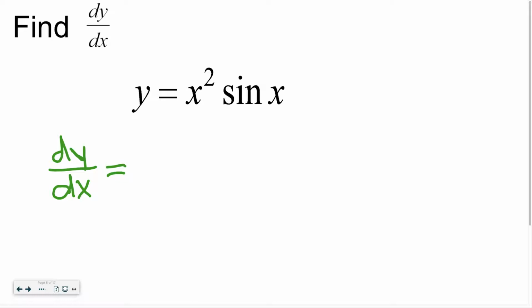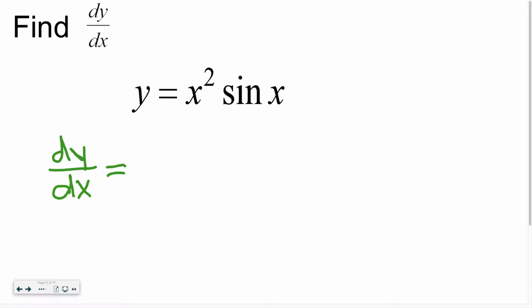Is this a product? Yes. We have two functions multiplied together. And when we have two functions multiplied together, we need to be able to do the product rule. Okay?